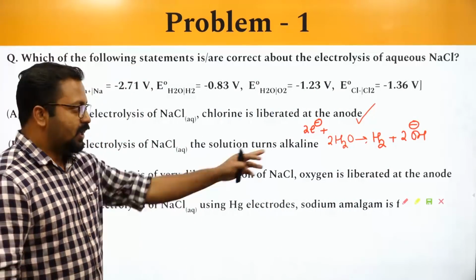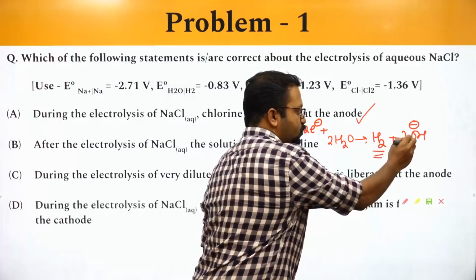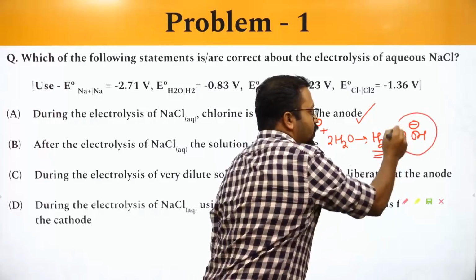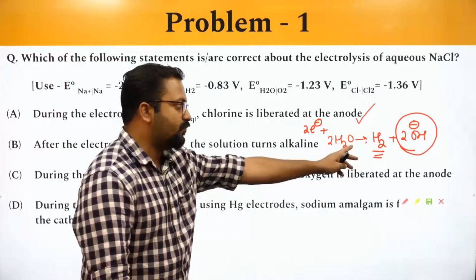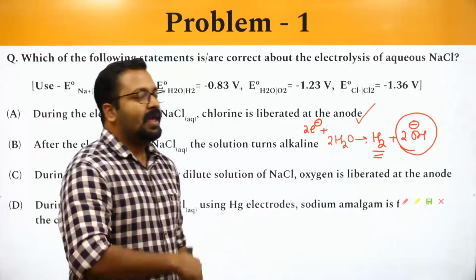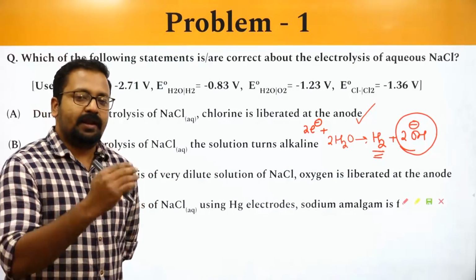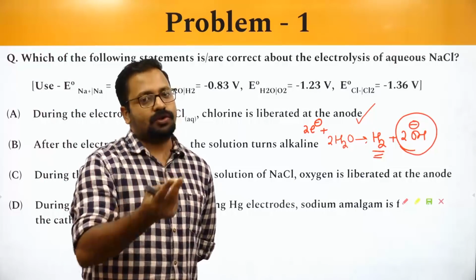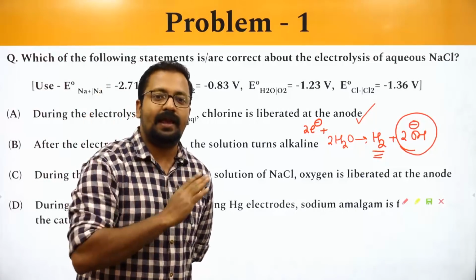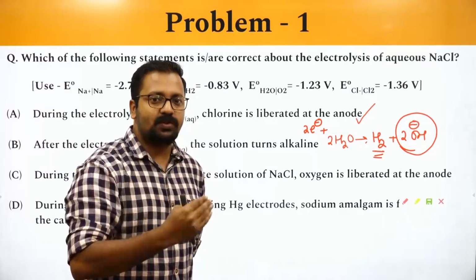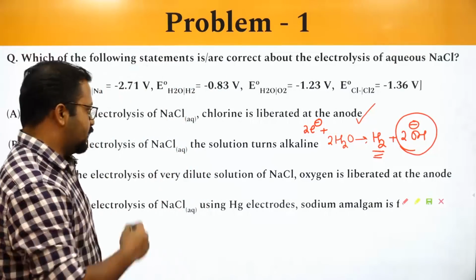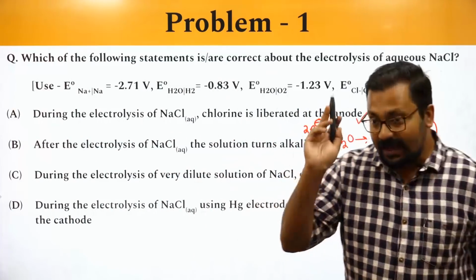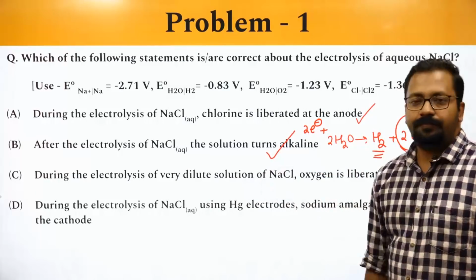OH minus gets produced. So you can see that with the production of hydrogen, you are also getting OH minus. And because OH minus is produced, the reaction will lead to an alkaline solution towards the end. Initially the solution is neutral, and gradually the solution becomes alkaline, meaning pH will keep on increasing from 7 onwards. So after the electrolysis of NaCl, the solution turns alkaline, which is a correct statement.